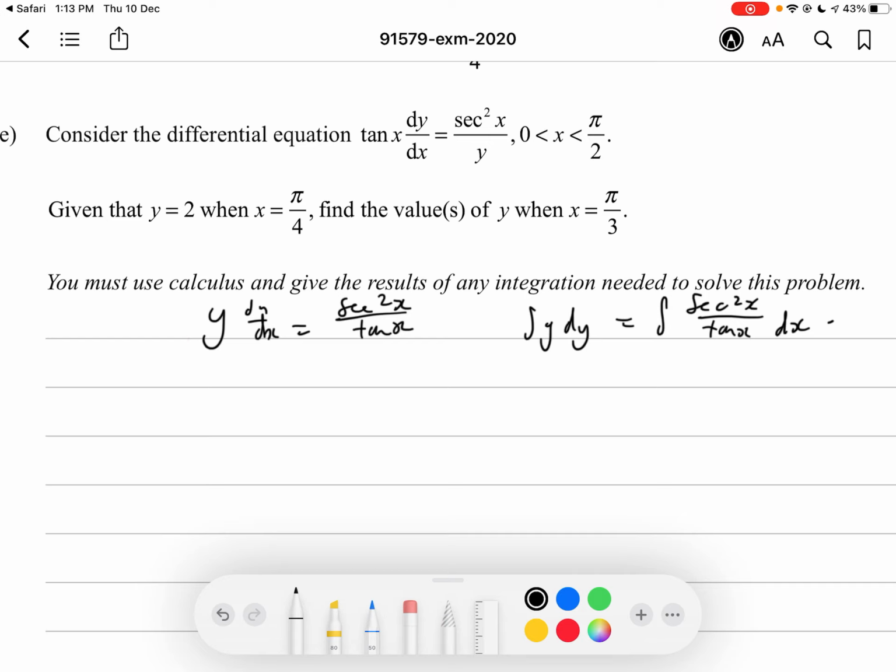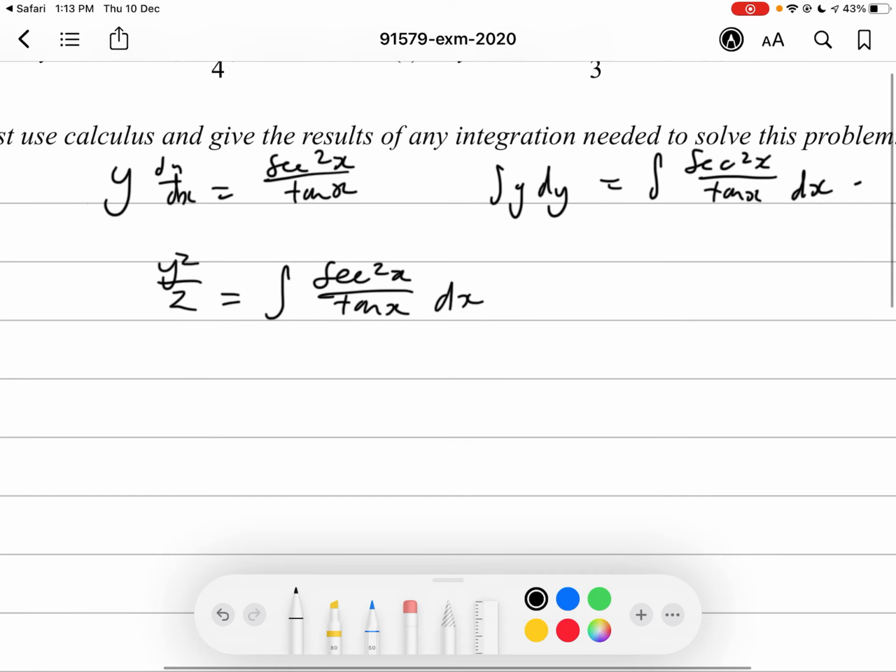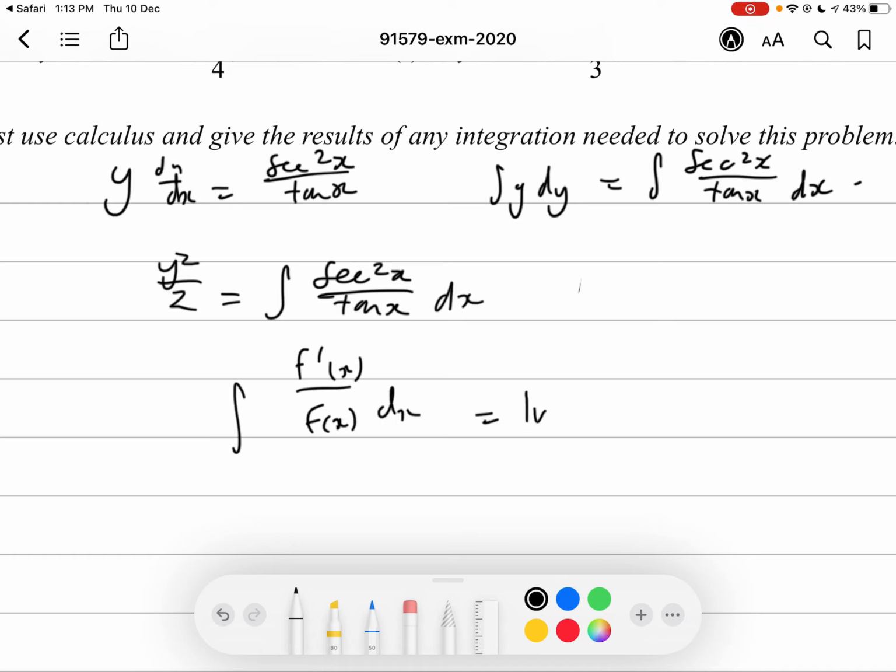Alright, so the left-hand side here is very easy since we can just use the power rule, so that gives us y squared over 2 equals the integral of secant squared x over tan x. In this case we can see that secant squared x is the derivative of tan x, and we should know that if we're trying to find the integral of, for example, f dash of x over f of x, then this will just give us ln of f of x plus c.